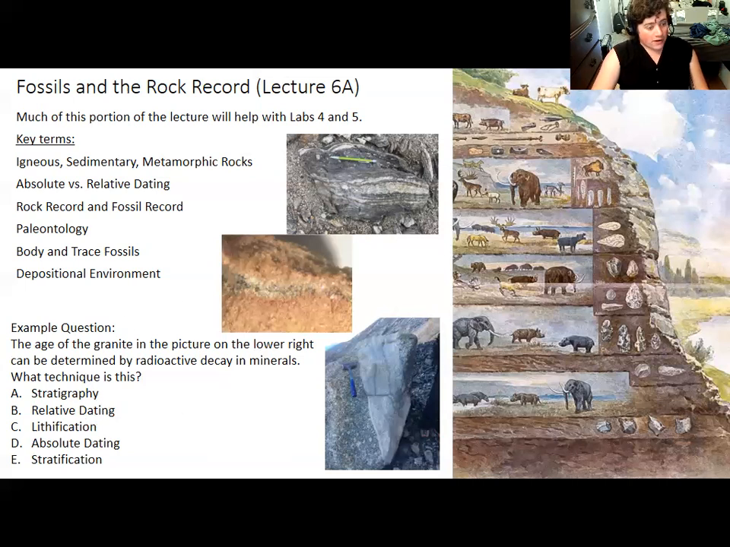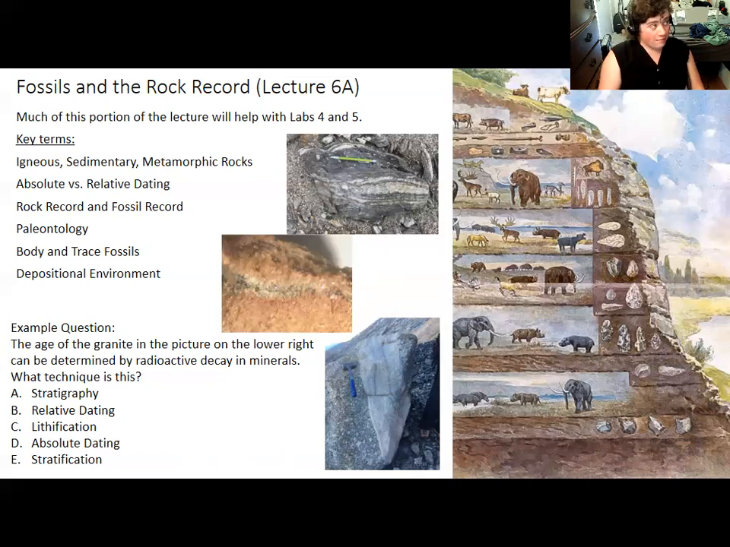So as one example question, the age of the granite in the picture on the lower right, one of my Antarctic granites actually, can be determined by radioactive decay in minerals. What technique is this? A, stratigraphy. D, absolute dating is the correct answer. I realize I've put a bunch of them as D. I've got to watch that for the midterm. But yes, it is absolute dating.